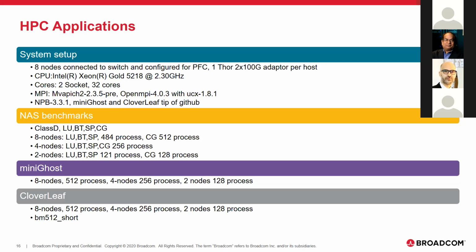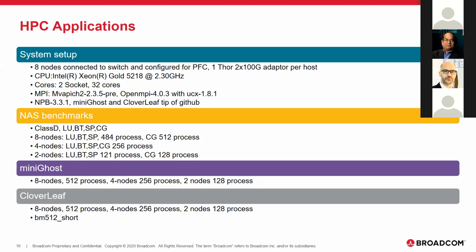The MPIs which we have used are MVAPICH2 2.3.5 pre-release and OpenMPI 4.0.3 with UCX 1.8.1. We are running the NAS parallel benchmark with class D, the mini application MiniGhost, and CloverLeaf, tip of the GitHub for both MiniGhost and CloverLeaf applications. For NAS class D, the sub-benchmarks which we have selected here are LU, BT, SP, and CG. Because LU, BT, and SP need a square number of processes, these are limited to 484 processes, while CG can be run for power of 2 processes, so that we have run for 512 processes on 8 nodes.